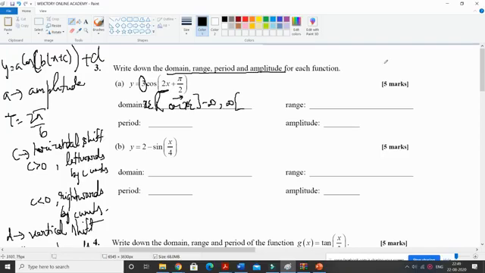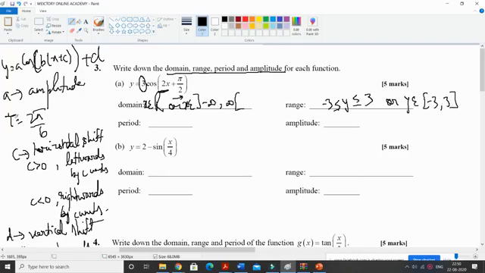Range. See, generally cos goes from minus 1 to 1, but as it is multiplied by 3, the amplitude will shift 3 upwards and 3 downwards. So the range will become, instead of minus 1 to 1, minus 3 to 3. So range is minus 3 to 3, or you can also write y belongs to minus 3 to 3.